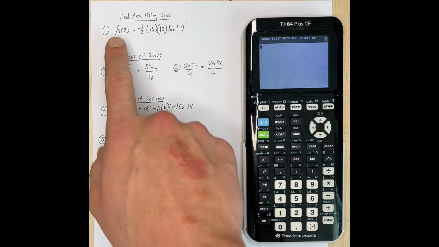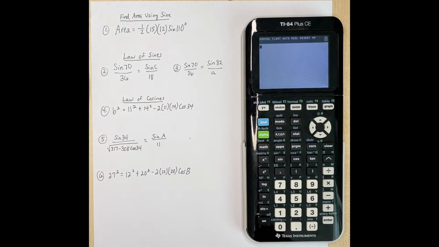So the first example we have here is area equals 1/2 times 15 times 12 times sine of 110. And this ties into the video I did on how to find area using sine, and I'll link that in the cards right now. So for me, I'm going to try and perform as many operations as I can without having to do it all at once on my calculator, just so my calculator doesn't make a mistake. So here I'm going to go ahead and do 0.5, because that's 1/2, times 15 times 12, and I'm going to hit enter. Okay, so that gives me 90.